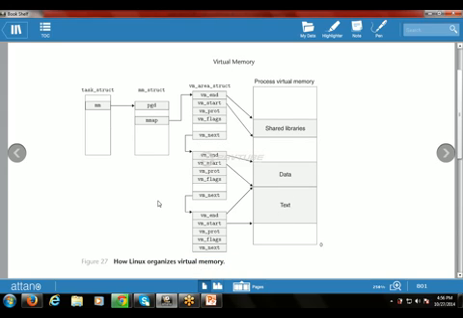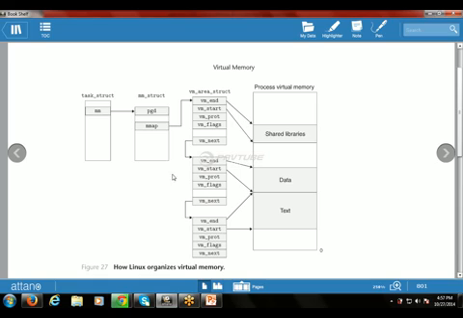This shows how Linux organizes the virtual memory: in the form of libraries, in the form of data, in the form of text. That is how virtual memory is divided into multiple areas, into multiple segments. One is the code segment, one is the data segment, one is the heap segment, one is the malloc segment, that is the memory allocation. These are the different blocks, known as segments in the virtual memory. So this shows how Linux organizes the virtual memory.